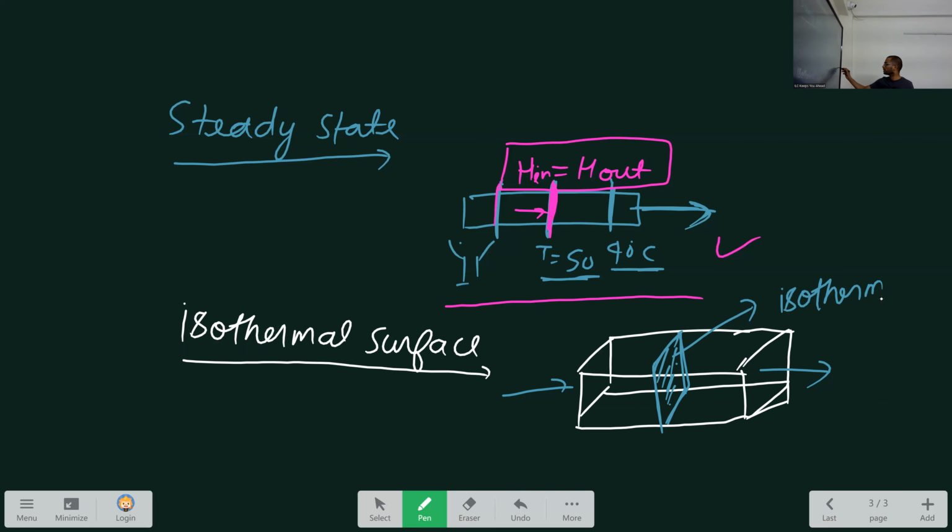Isothermal means the same temperature. An important thing to notice is that the isothermal surface is located perpendicular to the direction of heat flow. So you might also note this point: the isothermal surface is located perpendicular to the direction of heat flow, and on this surface the temperature is constant. It does not vary.